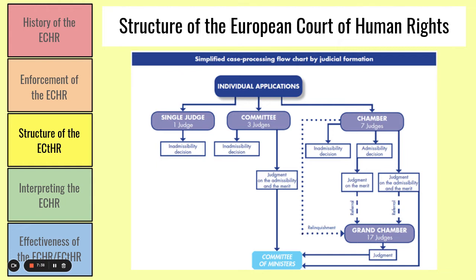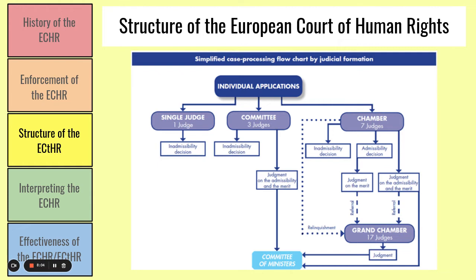We've then got the committee. So the committee is composed of 3 judges, and they also rule on the admissibility of cases, but they also look at the facts of the case and they look at the merits of the case, where the case concerns an issue already covered by well-developed case law. In this, the decision must be unanimous, so it must be all 3 judges who rule whether there has been an interference or whether there has not been an interference.